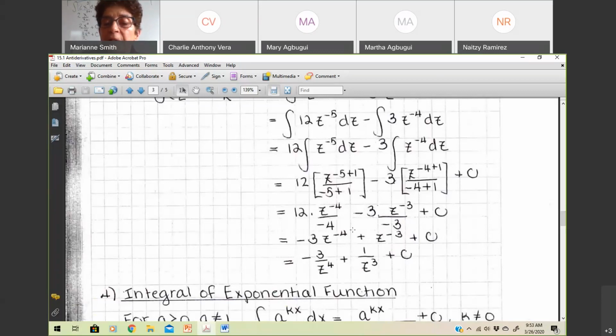And then if you want to, you can rewrite without negative exponents. Just put these in the denominator with a positive exponent. This becomes minus 3 over z to the fourth plus 1 over z to the third plus c. So again, this example has a fair amount of algebra in it. Again, there's only one calculus step.